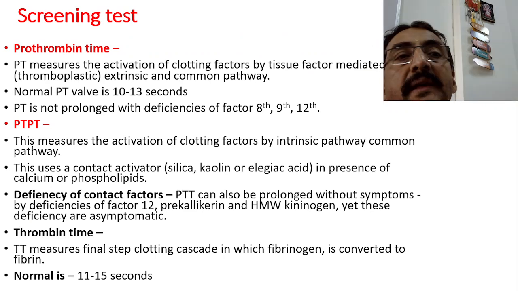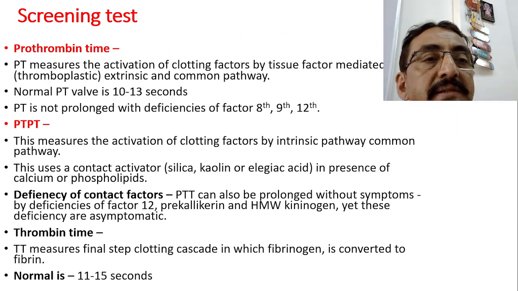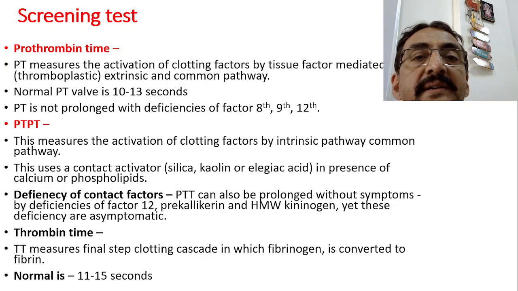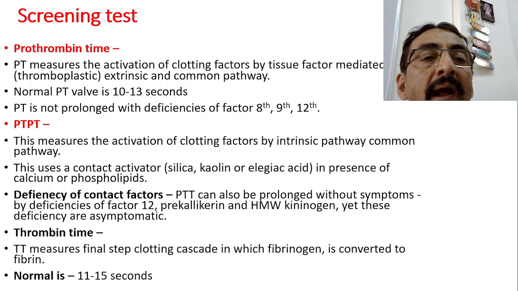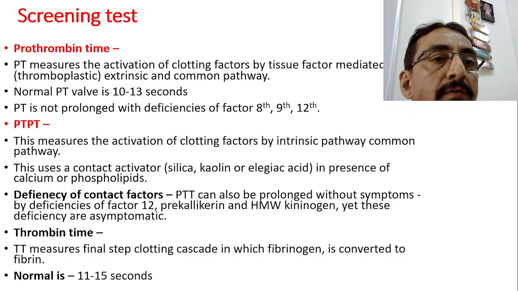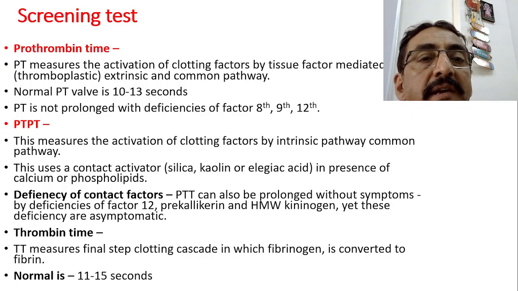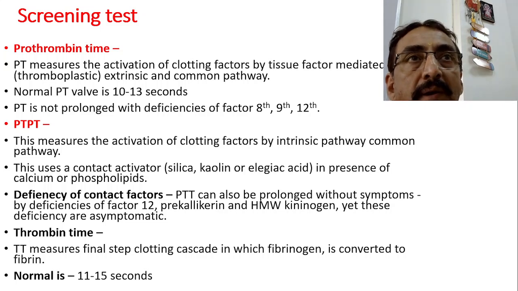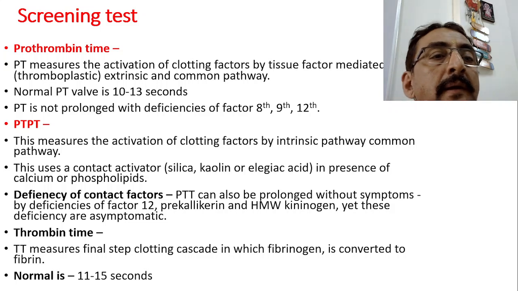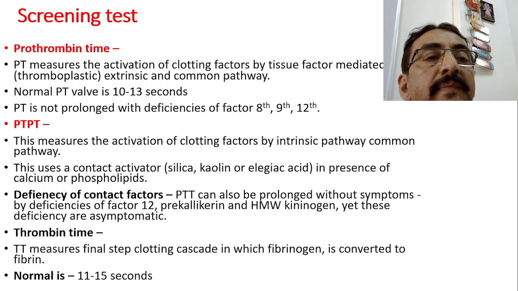Now we come to the screening tests related to the clotting factors. The first one is prothrombin time. Prothrombin time measures the activation of the clotting factors by the tissue factor, which we already discussed, tissue factor mediated, and it explains the extrinsic and common pathway. So prothrombin time is the indicator of the extrinsic pathway and also the common pathway after factor number 10. The normal prothrombin time is about 10 to 13 seconds.